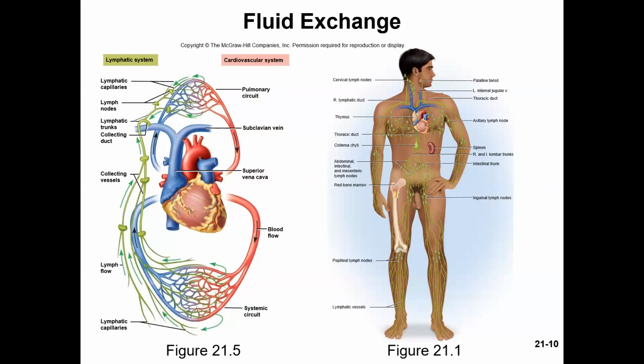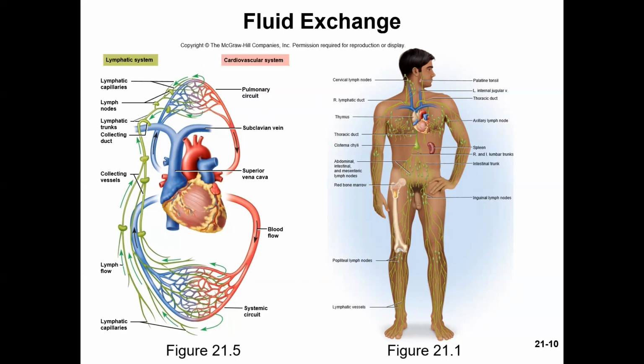Now, the picture here on the right-hand side of your screen, we can see the lymphatic system a little bit better. Pretty cool the way it's designed. Cervical lymph nodes that you have, you can see the right lymphatic duct. You can see the thymus gland above the heart. You can see the thoracic duct. You can see the cisterna chyli. You can see the abdominal, intestinal, and mesenteric lymph nodes.